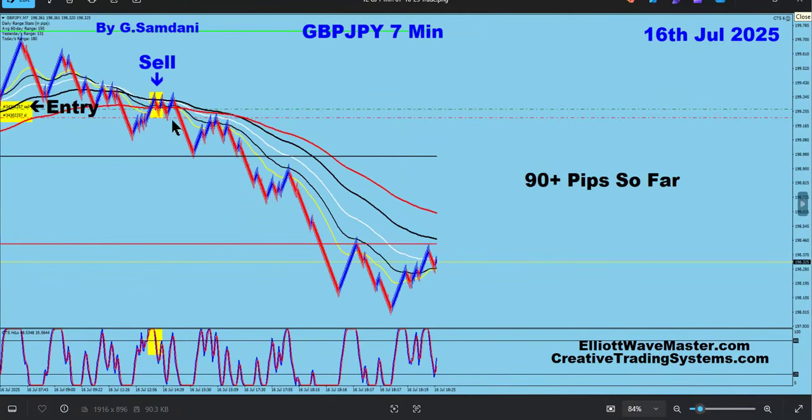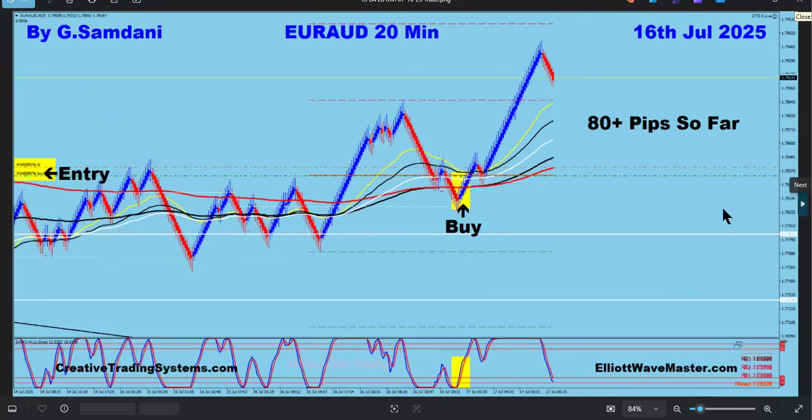This is pound yen again, also coming down. When yen starts to get weaker or stronger, then all yen pairs move in the same direction. So USD yen is dropping because yen is getting strong, then all yen pairs will go down. If yen starts to get weaker, all yen pairs will go up. That's how it is.